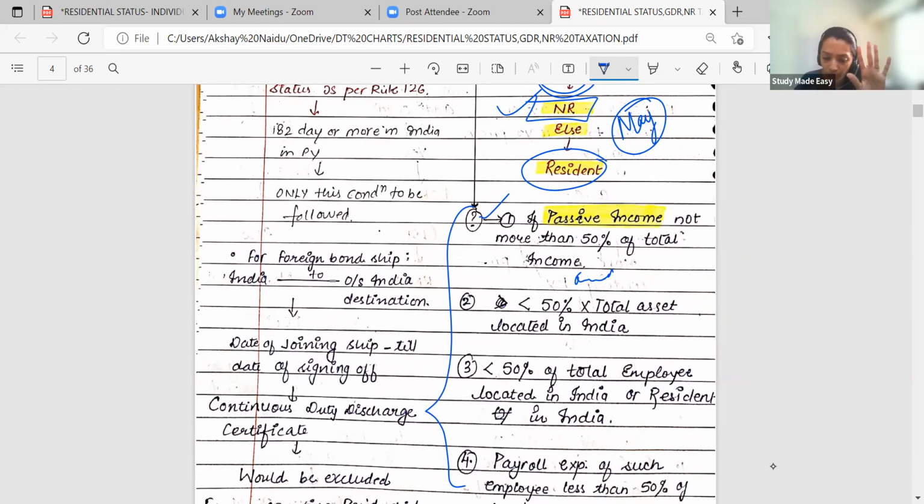Okay. Now, the first condition is, if passive income is not more than 50% of total income. Now, what is passive income? First of all, they said POEM. Then we understood two conditions of POEM. Then they say active business in it. In active business, there are 4 conditions. In 4 conditions, the first condition is your passive income should not be more than 50% of your total income. Now, what is passive income?